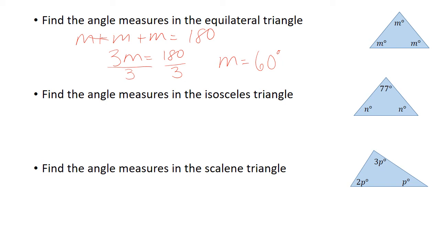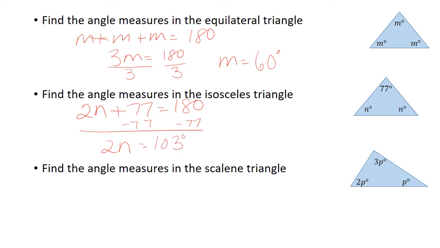All right, so for our isosceles, we have our two n's plus our 77 are going to be equal to 180. So to solve for our n, we're going to move our 77 to the other side of the equal sign. That gives us 2n is equal to 103. Now I'm going to divide by 2 because that 2 is multiplied to my n, so to get rid of it I need to divide by 2. That's going to give us n is equal to 51.5 degrees. Do not assume that every isosceles triangle has a 51.5, 51.5, and a 77, because that's not necessarily true.